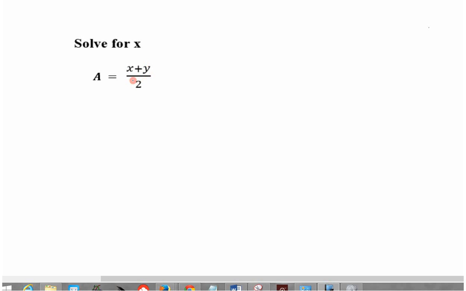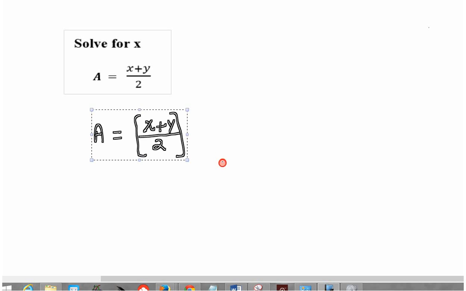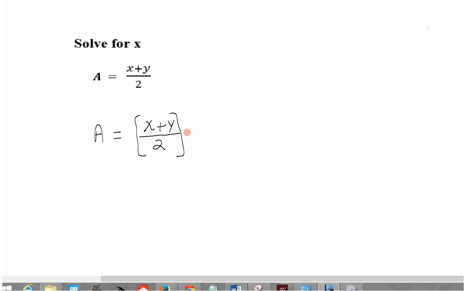Well, I can't do anything until I get rid of the fraction. I can't move the y over to this side because it's trapped up here in the numerator of this fraction. So we can get rid of that fraction by multiplying both sides by 2, because that's what's in the denominator, a 2. So I've got to do that to both sides. Well, the 2's cancel out over here, which leaves us with 2a is equal to x plus y.